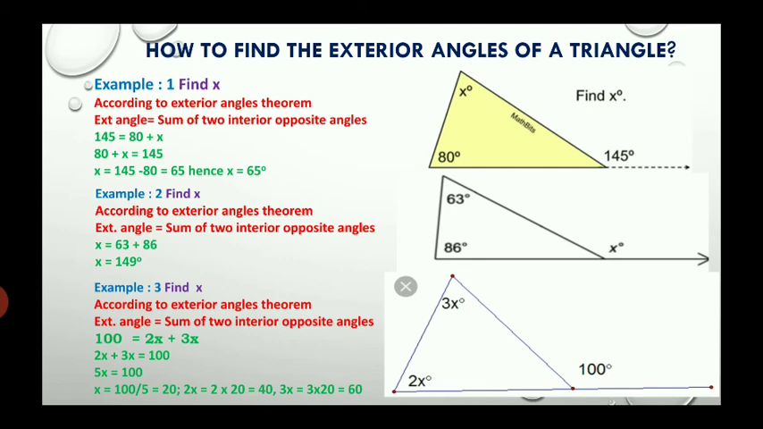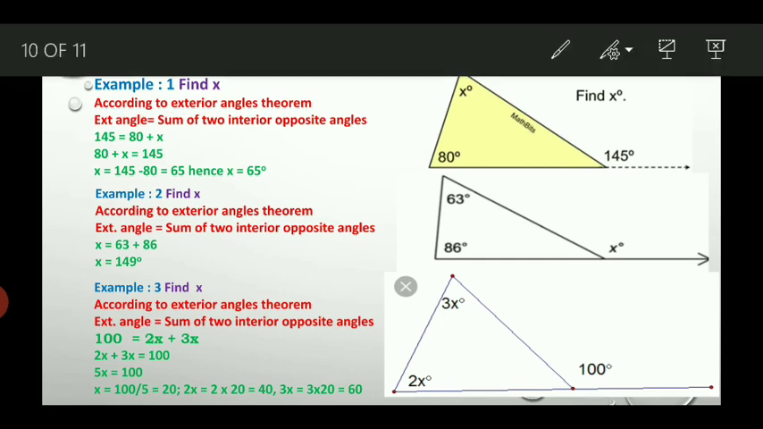So what is the value of x? The value of x is 20. So if x is 20, then what is 3x? 3 into 20, which is 60. Similarly, what is 2x? 2 into 20 is 40. So 40 plus 60 is 100. So you got 100. Okay, so this is how you have to find the angles.